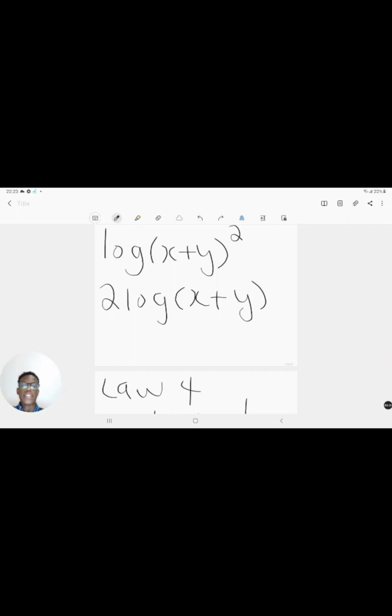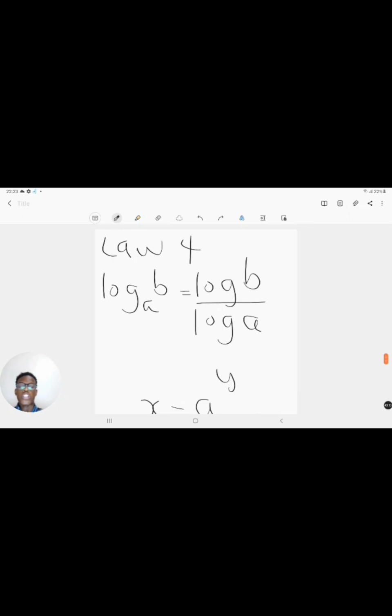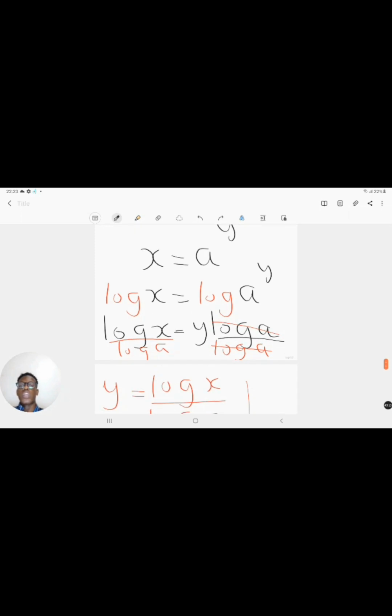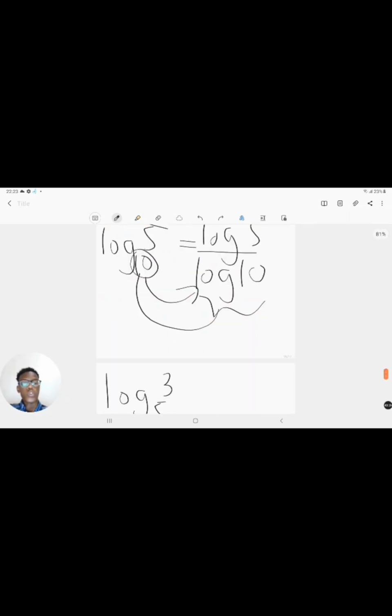Okay, so that's your third law, and your fourth law is this equation here. This equation that I showed you, where it comes from and what it means and why it's important. The essence of this equation is so that we can express our logarithm by making y the subject of the formula and getting it to that form so that we can plot the inverse of the exponential. Okay, so those are basically the laws of your logarithms.